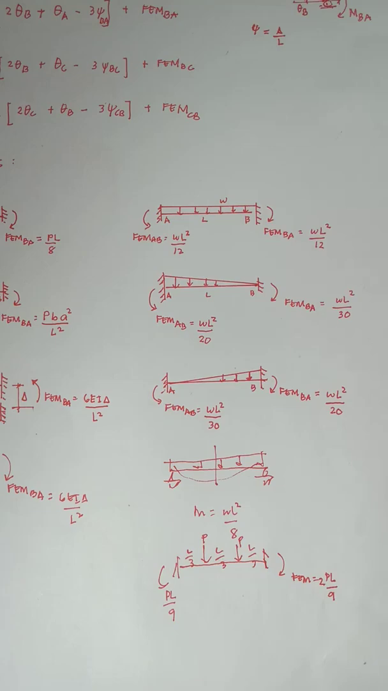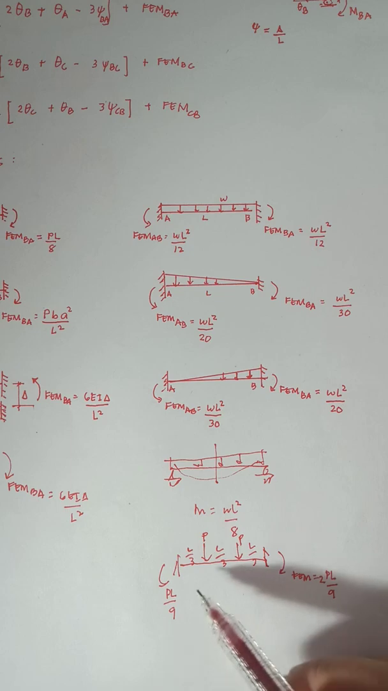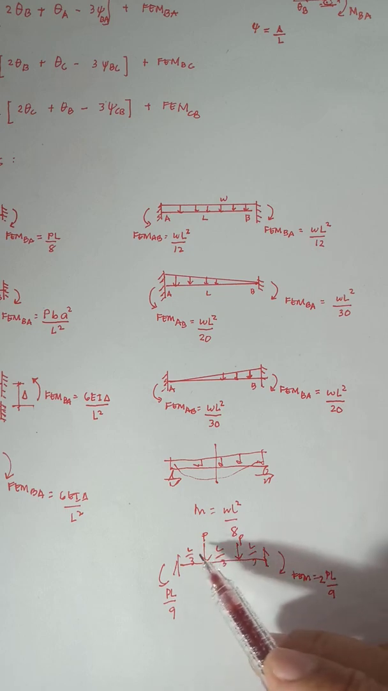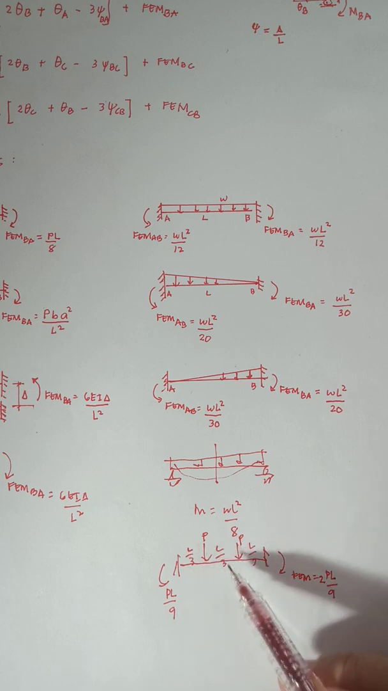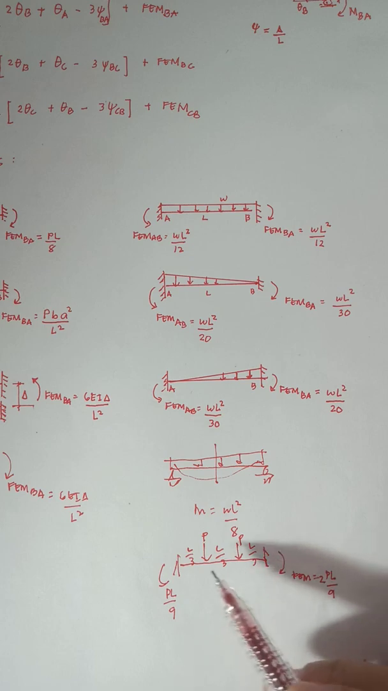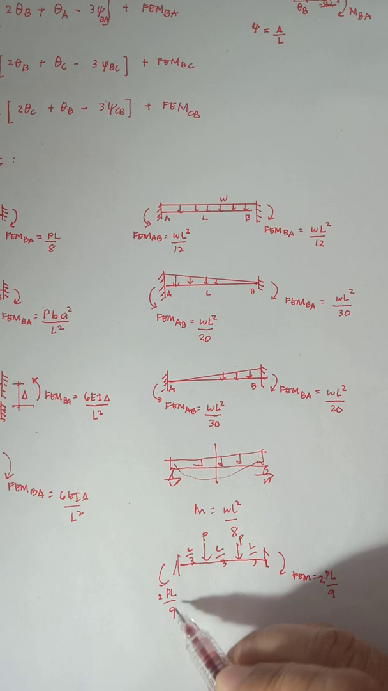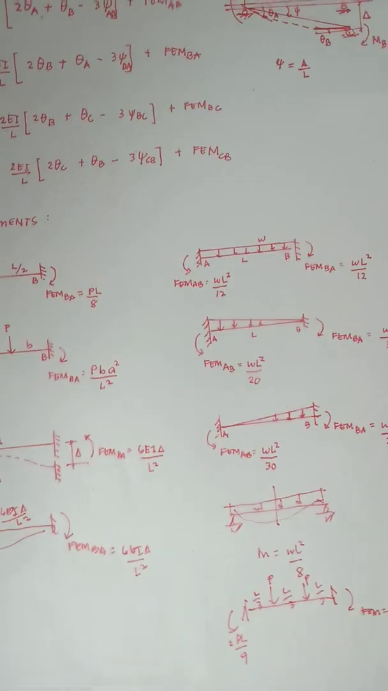Okay, so I have to correct the I-class now. If there is a span with an equal concentrated load acting at the middle thirds, each at L over 3 of the span, then the end moments are 2PL over 9. Okay, 2PL over 9. So let us have an example.